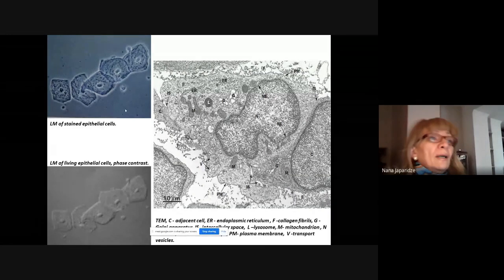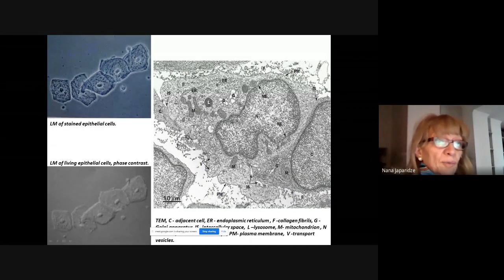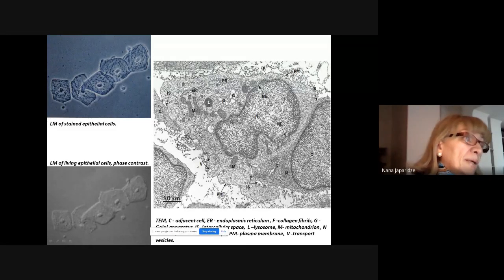But this tissue sample is prepared for transmission electron microscopy. This is fixed, this is sectioned, I mean the epithelial tissue sample, and it is also stained. You see that these cells are stained too.